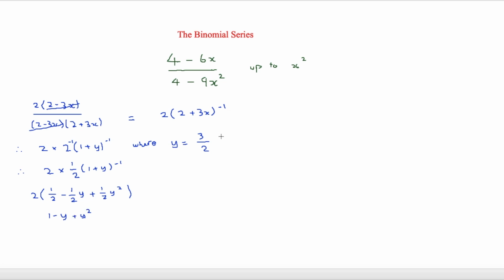Then we're going to add this 3 over 2x here. So put that in, substitute that in for the y's. Therefore, we're going to get 1 minus 3 over 2x. And then 3 over 2x squared is just plus 9 over 4x squared. So there we are, that is the binomial series.